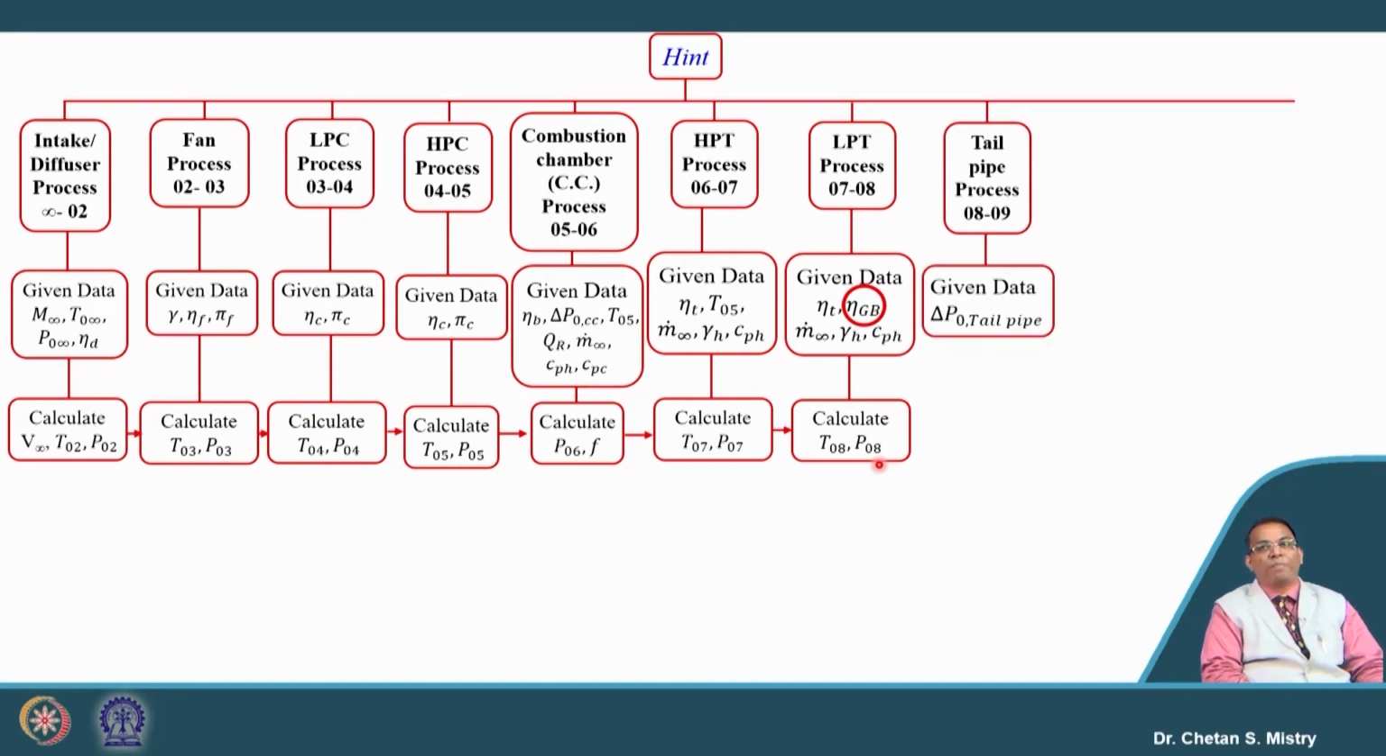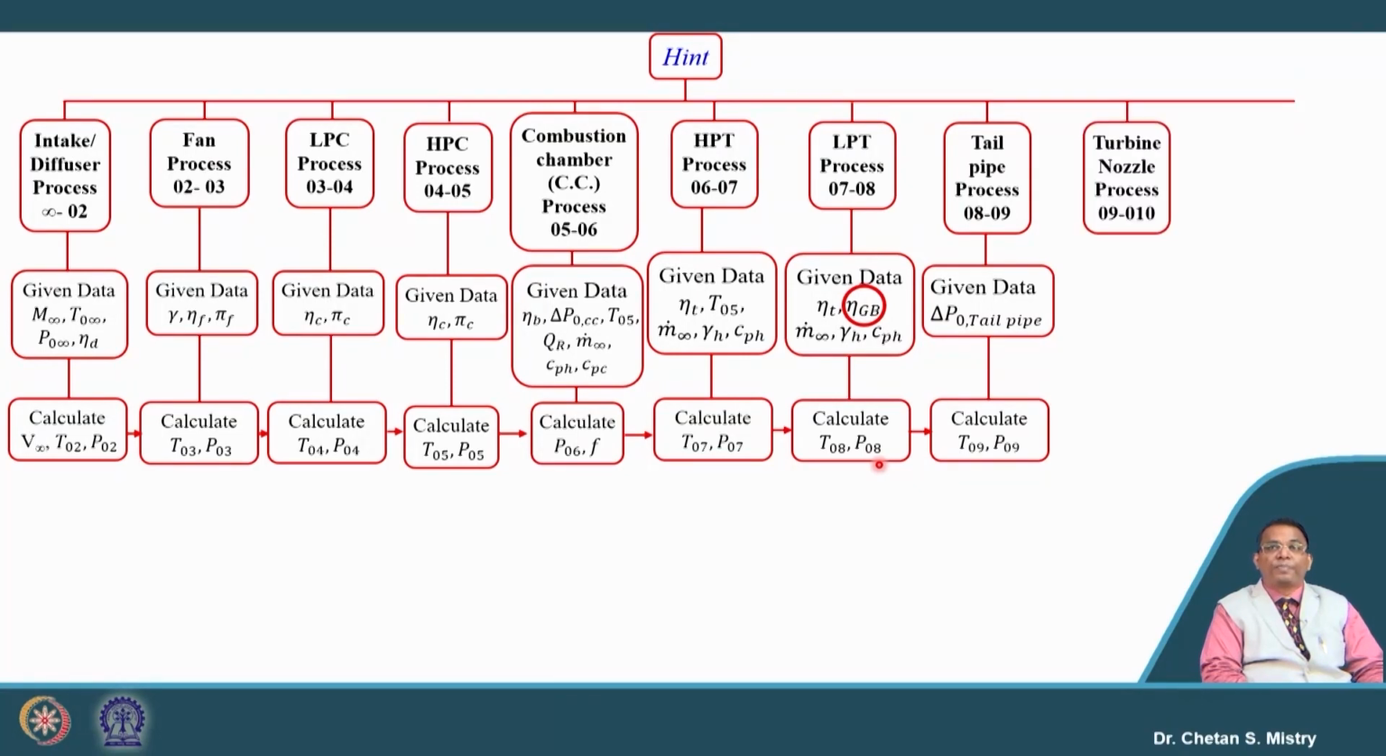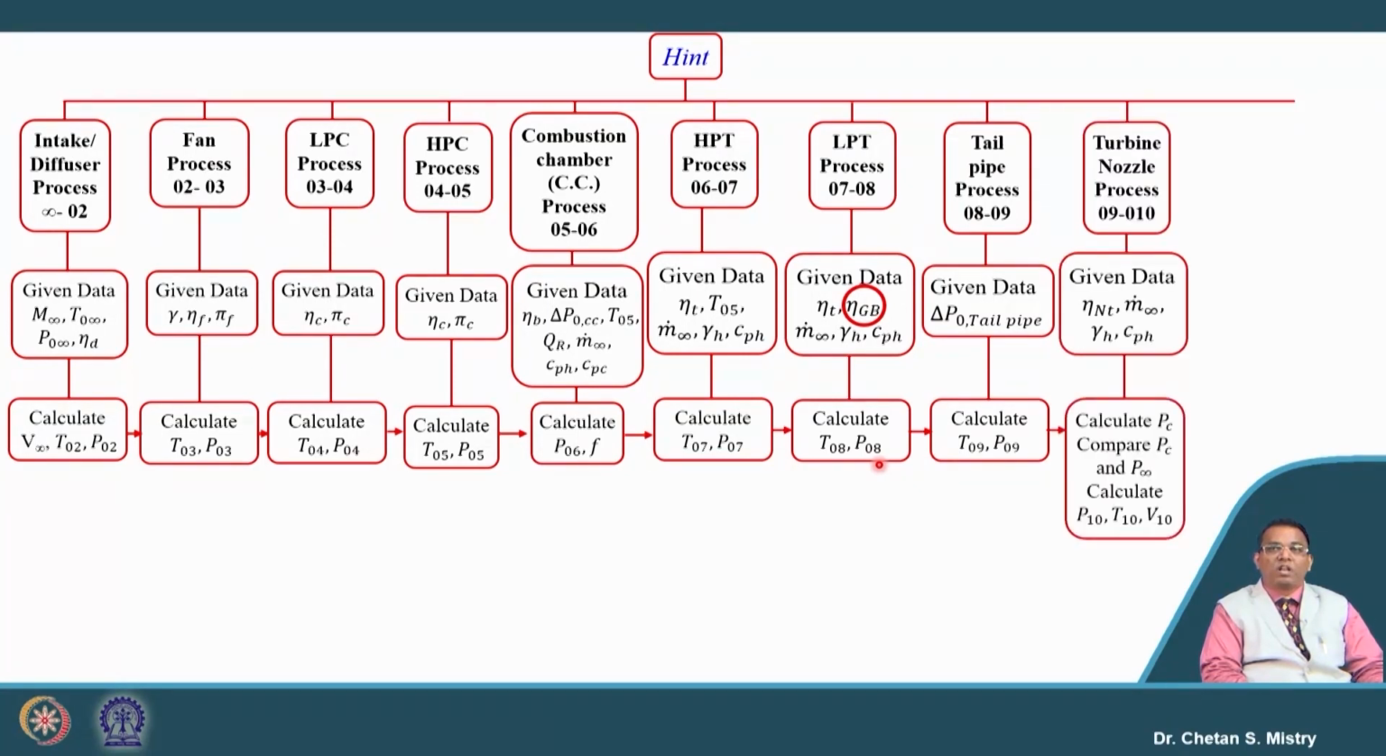We have our tailpipe, and for this tailpipe total pressure loss is given. We can do our calculation for the temperature and pressure at the exit of the tailpipe. We have our turbine nozzle. For that turbine nozzle, we will be calculating the critical pressure ratio. Based on this critical pressure ratio, we will be deciding whether our nozzle is choked or unchoked, and based on that we will be calculating static pressure and static temperature, which we will be using for the calculation of exit velocity from the turbine nozzle.